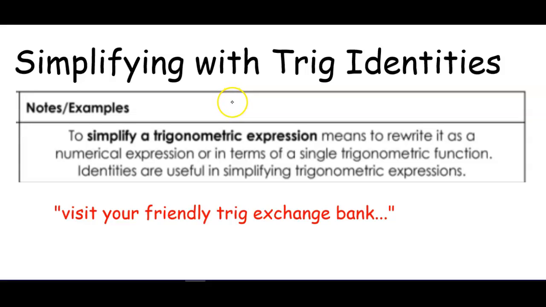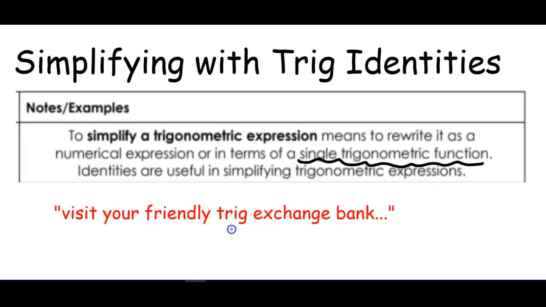The first one is simplifying with trig identities, and the idea here is that to simplify a trig expression means to rewrite it as a numerical expression or in terms of a single trig function or number. The numerical expression means it might all simplify down to 1 or 2 or something like that. Identities are useful in simplifying trig expressions.